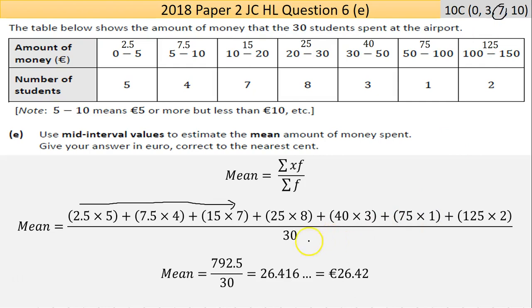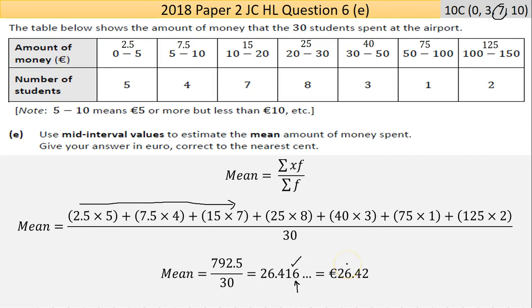I divide by the sum of the frequencies, which is adding up all the number of students, again 30. Same students we're talking about. Throw it to the calculator. I got this decimal that goes on forever. I'm asked to correct that to the nearest cent, so that's after 2 decimal places. I need to look at the next digit and decide what to do with the cent. 6 is greater than 5, so the 1 rounds up to 2. So I end up with €26.42.